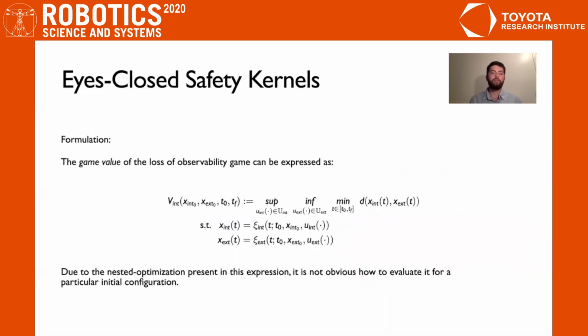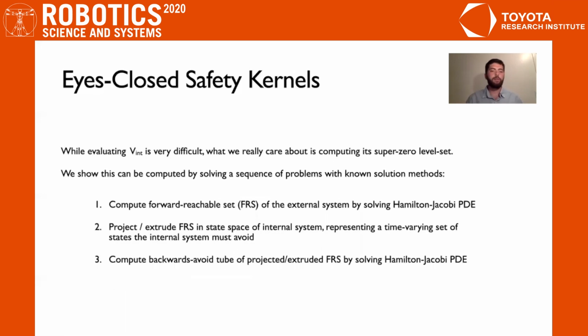Formally, we can denote the game value of this loss of observability game as the following. We denote this game value by v_int. And this takes in as inputs the initial configuration of both the internal and external system, as well as the duration of the game. The value is defined to be the supremum over all internal control signals of the infimum of all external control signals of the worst case safety violation throughout the duration of the game. Due to the nested optimization present in this expression, it is not obvious how to evaluate it for a particular initial configuration.